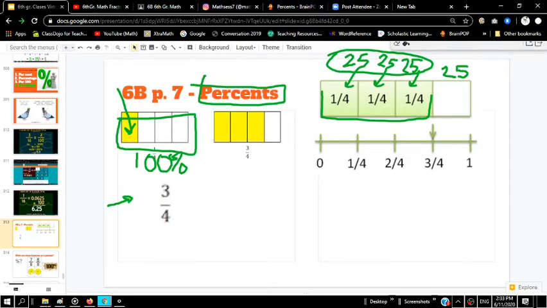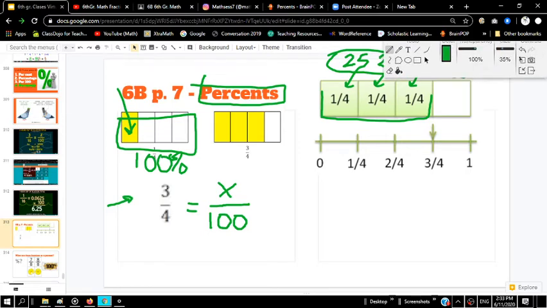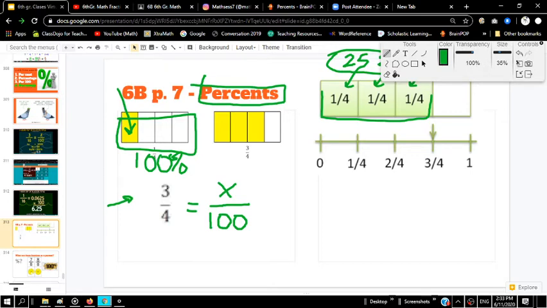I can also set this up as a proportion, just like I had mentioned before. I can take 3/4 and I can set it up as a proportion of a number. In this case, for example, we can say x over 100. If I do it like that, what I'm going to be doing is multiplying the diagonal, multiplying 3 times 100, and then dividing by the denominator, right? So let's actually do that. I'm going to erase that x just so I have somewhere to put the final percentage in there.